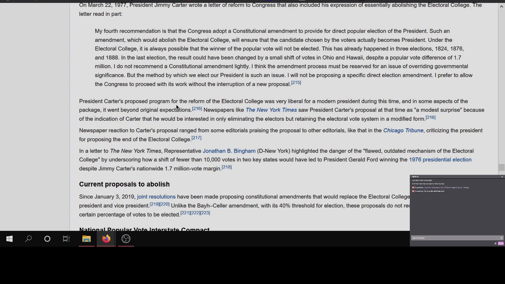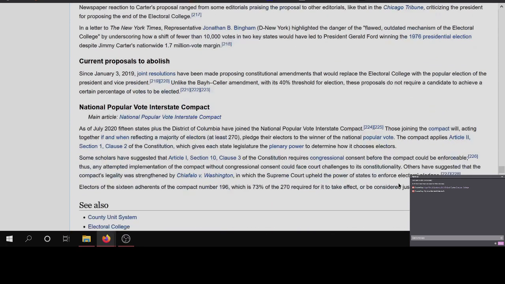President Carter's proposed program to reform the Electoral College was very liberal for a modern president during this time, and some aspects of the package drew reaction. Newspaper reactions ranged from some editorials praising the proposals to editorials like the Chicago Tribune criticizing the president for proposing the end of the Electoral College. In a letter to the New York Times, Representative Jonathan B. Bingham of New York highlighted the danger of the flawed system.